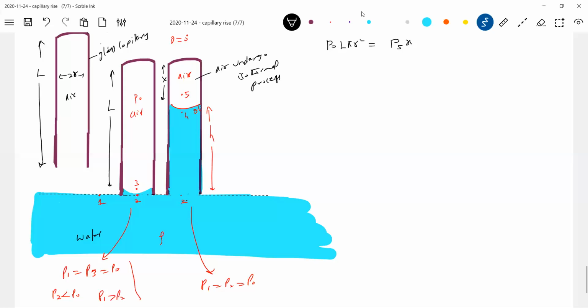X into pi r square. Pi r square gets eliminated. So we'll write one equation: P naught into L equals P5 into X. This is equation 1. Okay, the pressure at 5 should be equal to P4 plus 2ST by R. R is the radius of the capillary tube.